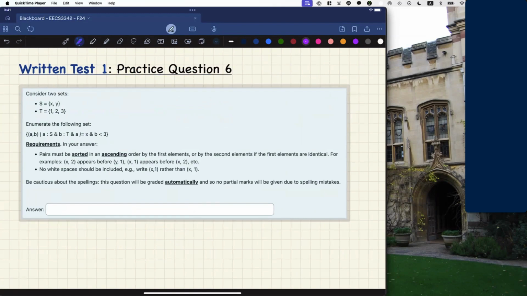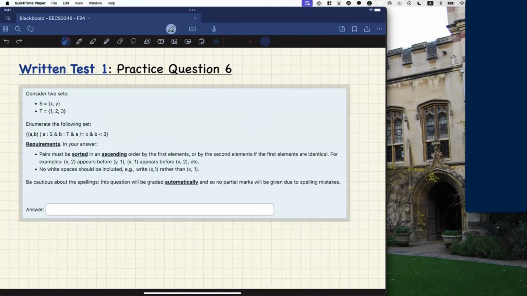Let's now do question 6. This one we still have S and T over here, and then we have to enumerate the following set, using set comprehension notation. So please make sure you also review set comprehension. We talked about so many examples of it, especially when we went over all the set, relational and functional operators: the way we specify each operator's meaning is by using set comprehension. So definitely make sure you can read and also write set comprehension.